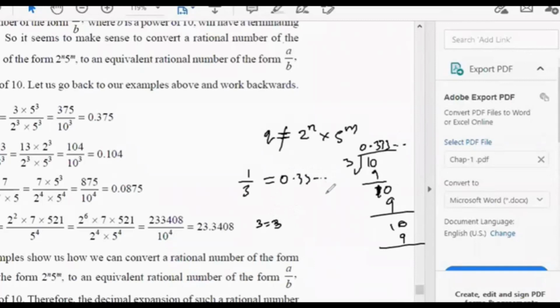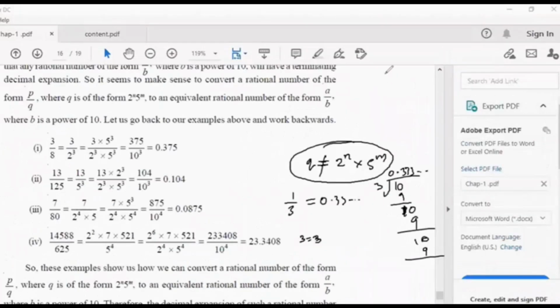So this is the other case. If the denominator is not in the form 2 raised to n into 5 raised to m, we can conclude that the decimal form will not terminate. And if there is a question to find the decimal form, you can apply the long division method.